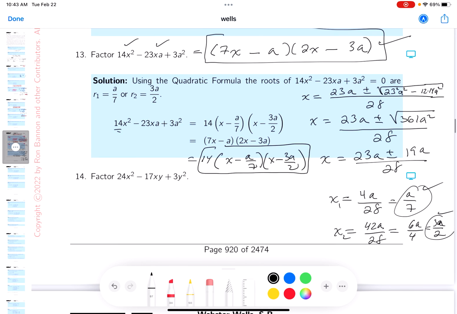It's not the answer we listed, but let's put this one down. And I'm going to borrow a 7 from the 14, used on the first factor. That would be 7x minus a. And now I'm going to associate the 2 with the second factor, and that would be 2x minus 3a. All right? Are we getting the same answers? Let's take a look. And we're also getting this one over here. It's right up here. All right? Okay, thank you.